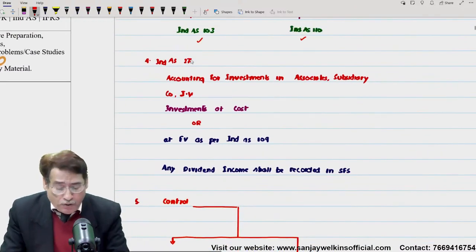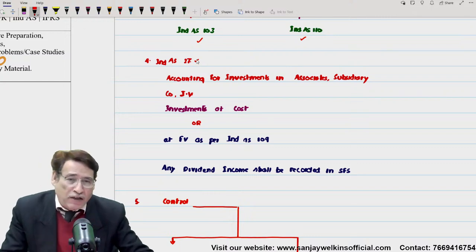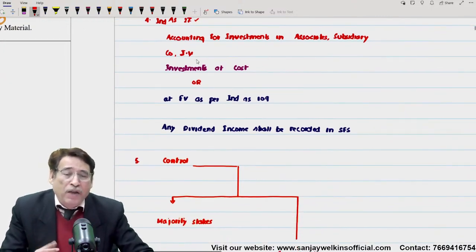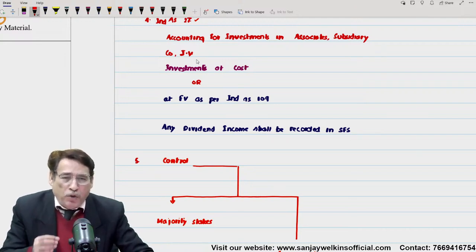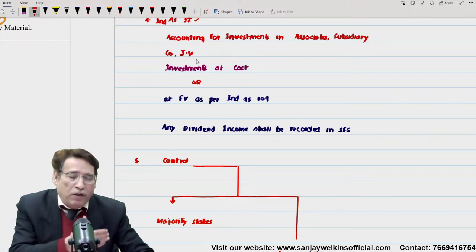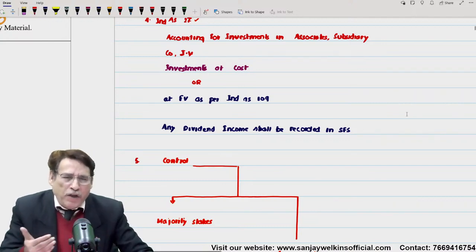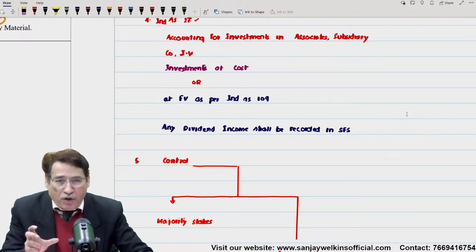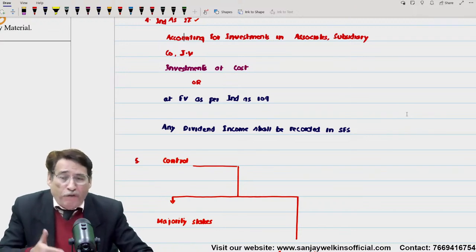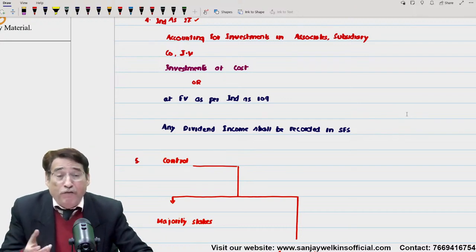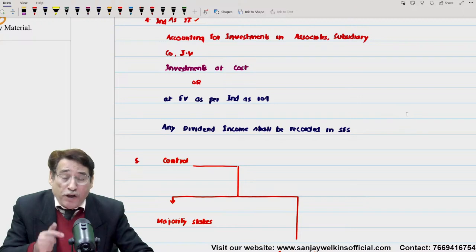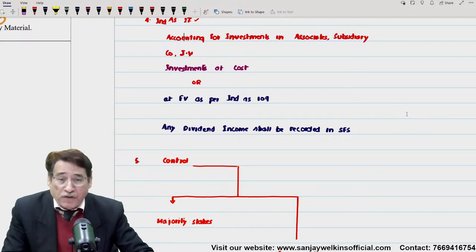Then I also told you about some facets of Ind AS 27. Ind AS 27 simply states that whenever the parent entity does the accounting for investment in an associate or subsidiary, it will have to prepare the separate financial statement also, and such investment will be recorded either at cost or at fair value as per Ind AS 109. Further, if you receive any dividend income, even that dividend income will be credited to the profit and loss account in the separate financial statement. Is it clear to you?